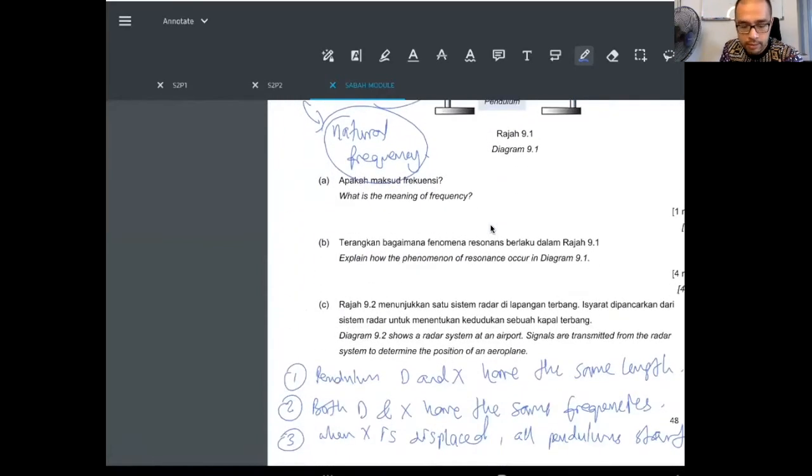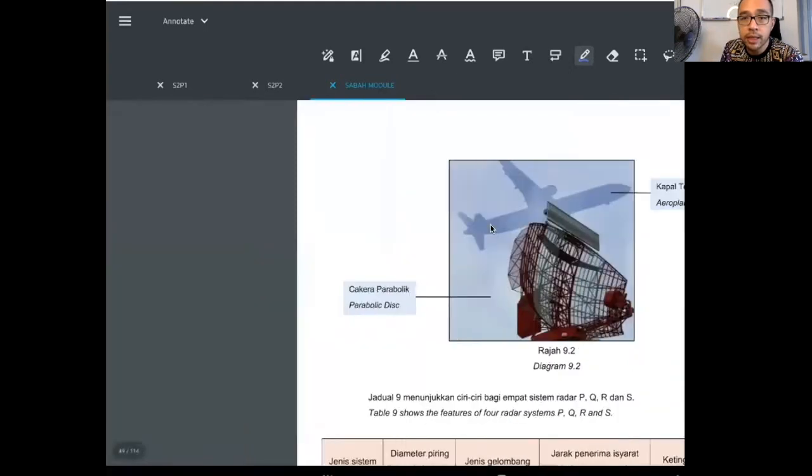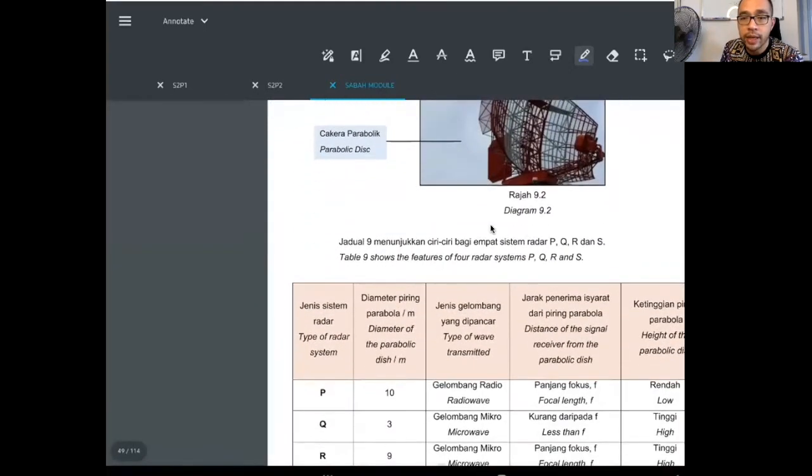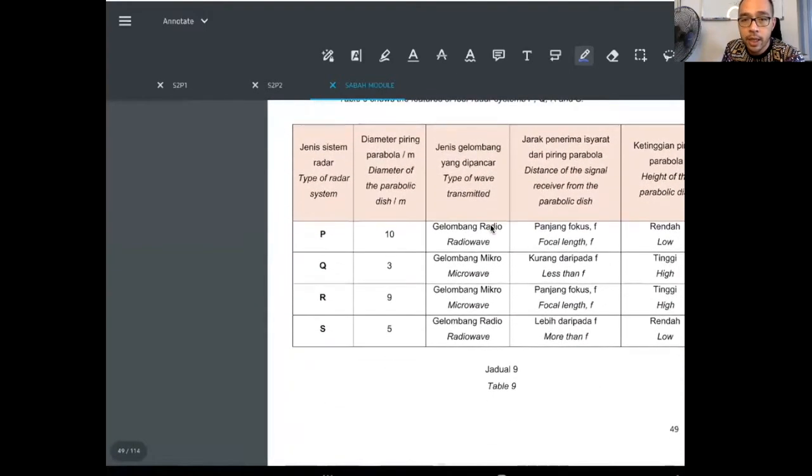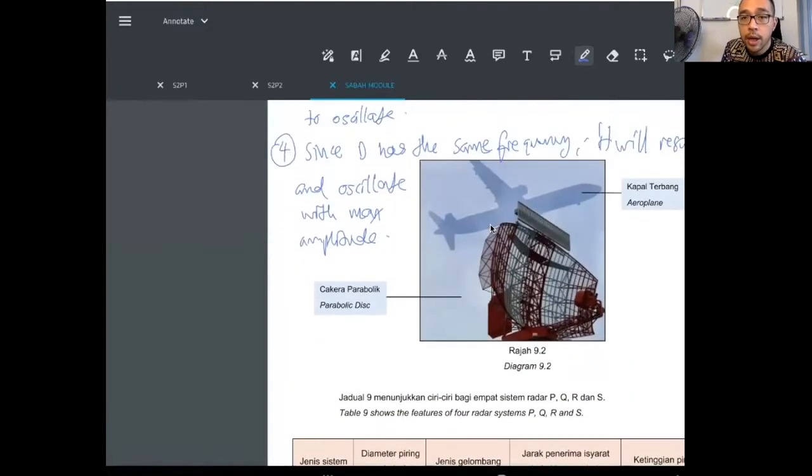Yeah, take screenshots, people, because I want to cover at least the first model paper. All right.